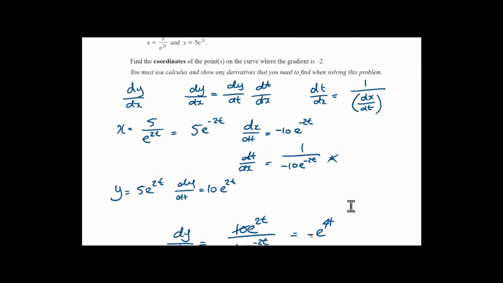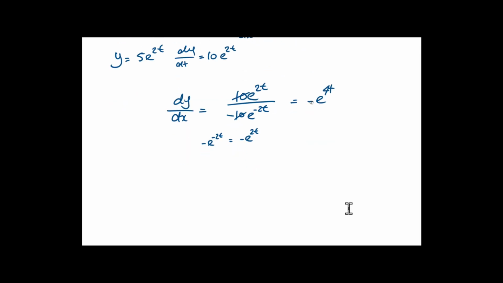Okay. So now we've found dy/dx. We need to find where this has the gradient of minus 2. So let's take this down here. Set it equal to minus 2. Now what can we do? Well, let's get rid of this minus sign for a start. So e to the power of 4t is going to be equal to 2, in other words, multiply both sides by minus 1.